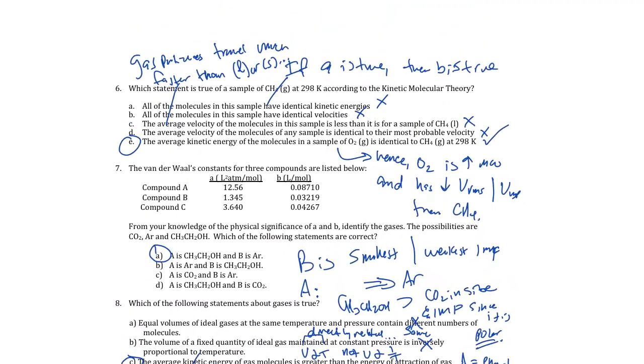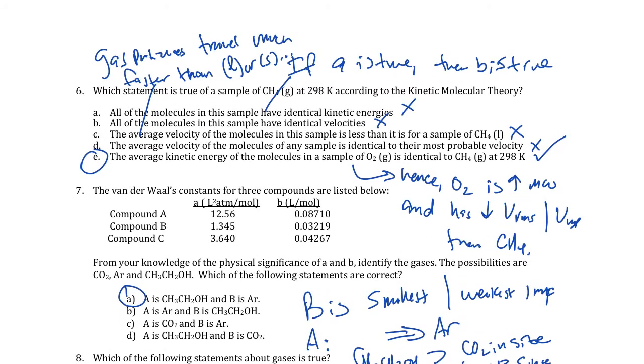So for the second page here, number 6 says which statement is true of a sample of CH4 gas at 298 Kelvin according to the kinetic molecular theory, the theory of gases. So the first choice says all molecules in the sample have identical kinetic energies. Now that's not true because we get a range of speeds of our molecules. So the molecules have a Boltzmann distribution of speeds, and the speed is simply connected to the kinetic energy.